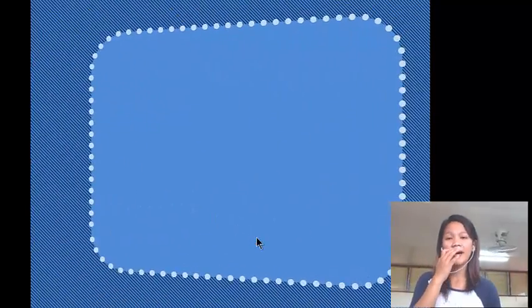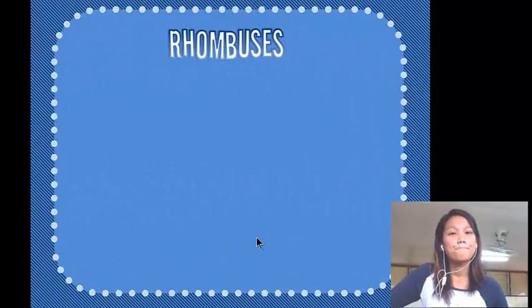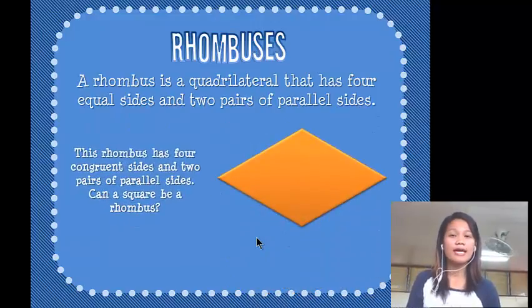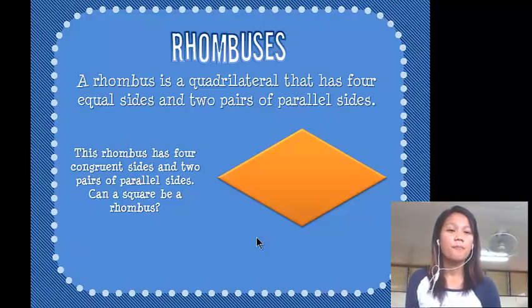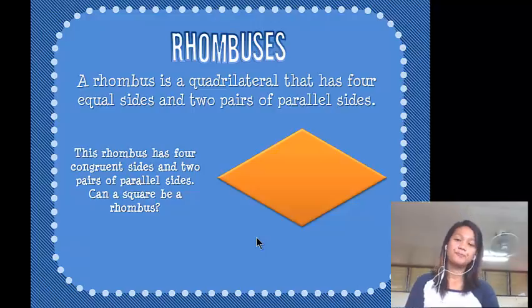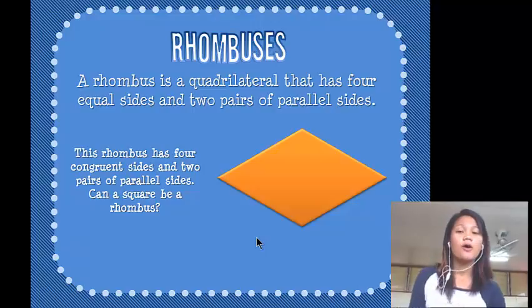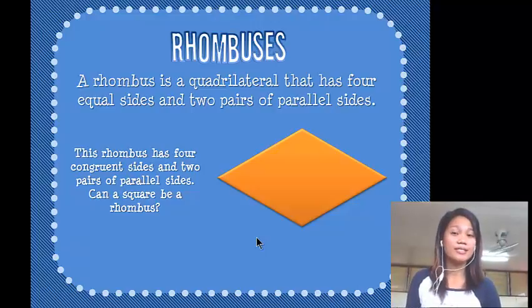So next we have the rhombuses. A rhombus is a quadrilateral that has 4 equal sides and 2 pairs of parallel sides. So this rhombus has 4 congruent sides and 2 pairs of parallel sides. Can a square be a rhombus? Okay, let's see that.